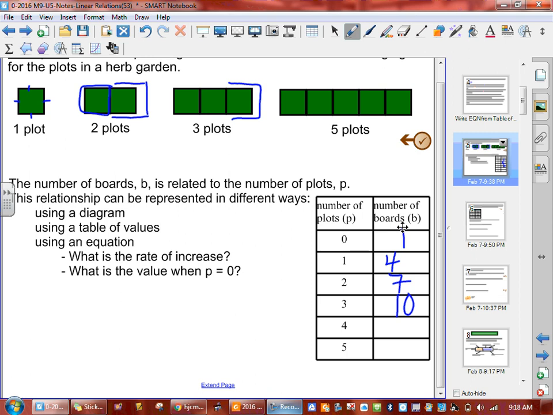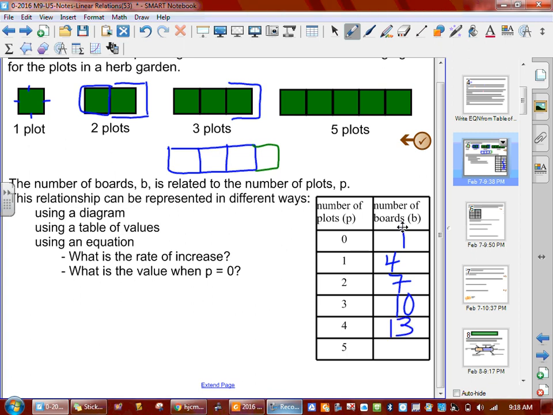Here's my 3rd plot. I've got 3 plots. 3 plots, I'm using 10 boards. How many boards am I going to add to 3 plots to make 4 plots? I need to add 3 boards. So I'm going to add 1, 2, 3. And there's my 4th plot. So I needed 3 more boards, so that's 13 boards to make 4 plots.